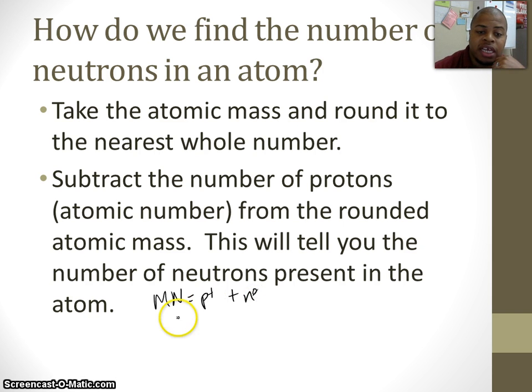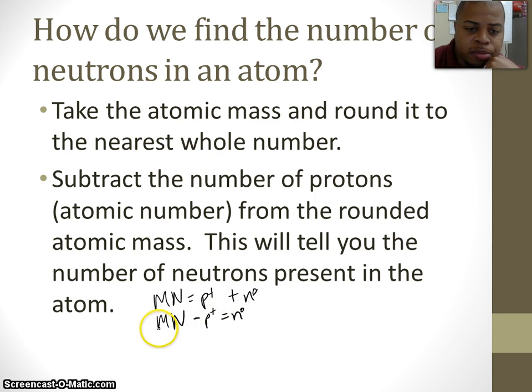Now, with that being the case, if I'm trying to find the number of neutrons, all I have to do is rearrange this in order to find it. So I'm going to take the mass number minus the number of protons will equal my number of neutrons.